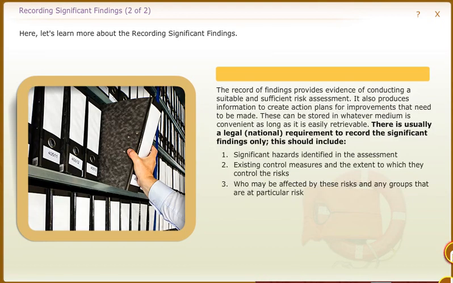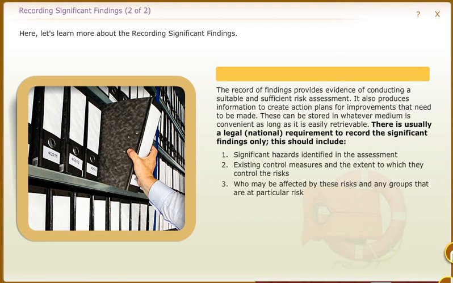Here, let's learn more about recording significant findings. The record of findings provides evidence of conducting a suitable and sufficient risk assessment. It also produces information to create action plans for improvements that need to be made. These can be stored in whatever medium is convenient as long as it is easily retrievable.